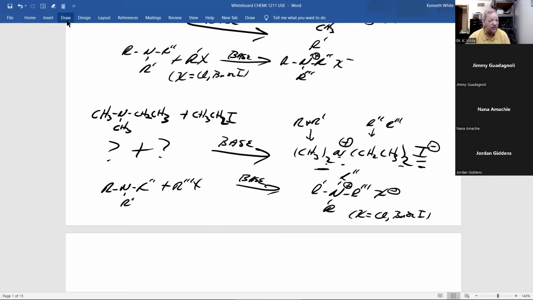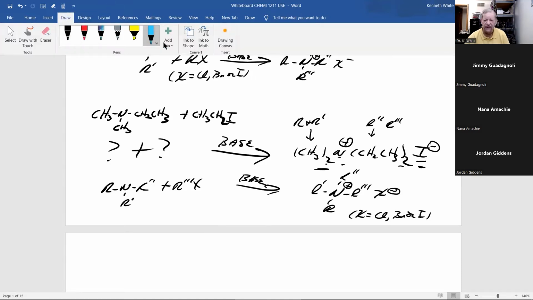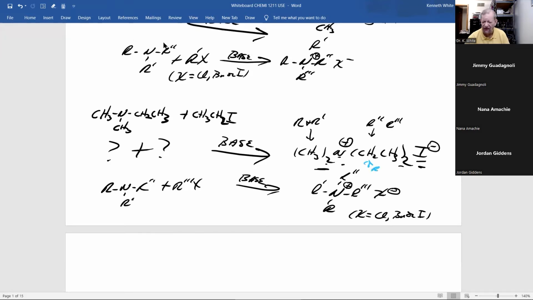Now I could also have done this, which would have been perfectly correct. Say these two are R and R prime, and one of these is R double prime, and the other one is R triple prime. In that case, what you would have is here's my tertiary amine, and my R triple prime, my alkyl halide, is a methyl, and the halogen is still iodine. And both of these would get you to the product.